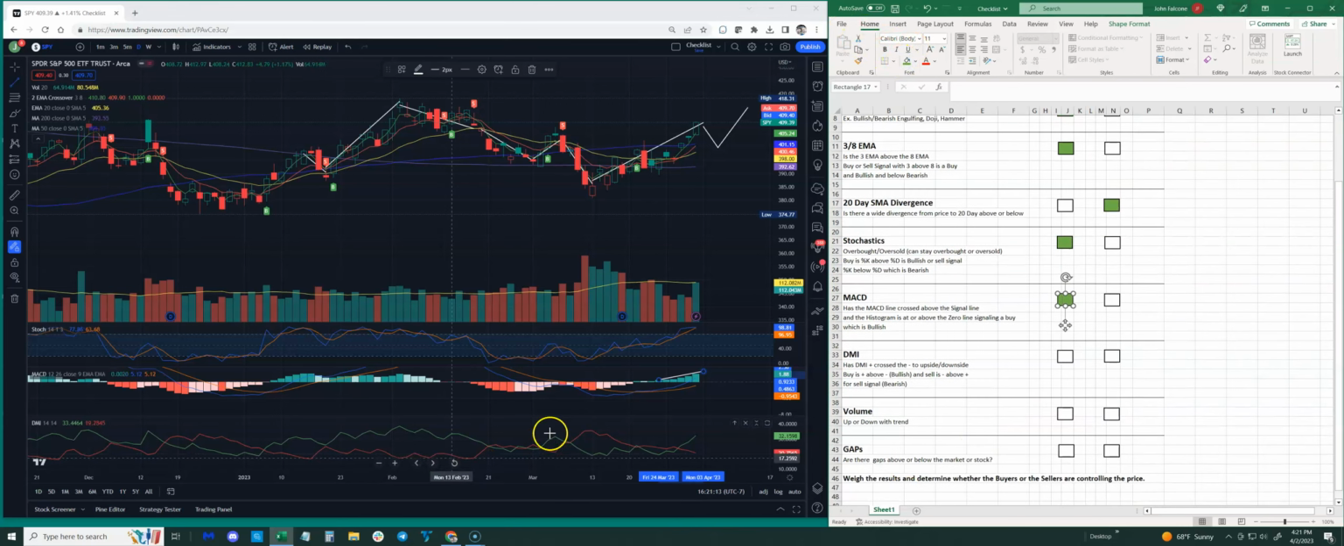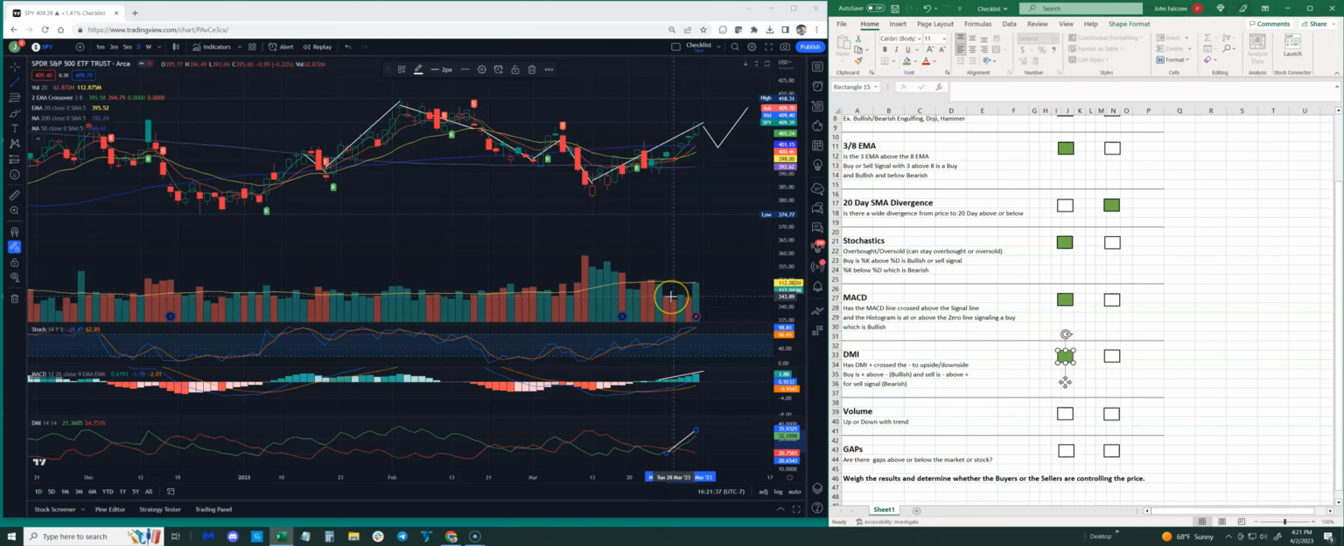DMI is the plus, which is the green, above, or has it crossed the red, the minus? Yes, it has, and it's going up at a good pace. We'll say that's probably about between 1 and 130. So that is pretty good momentum. So yes, that's bullish. Volume, where are we?